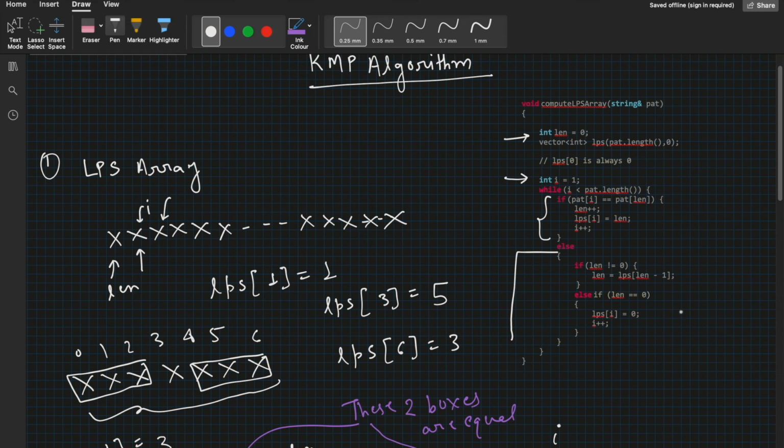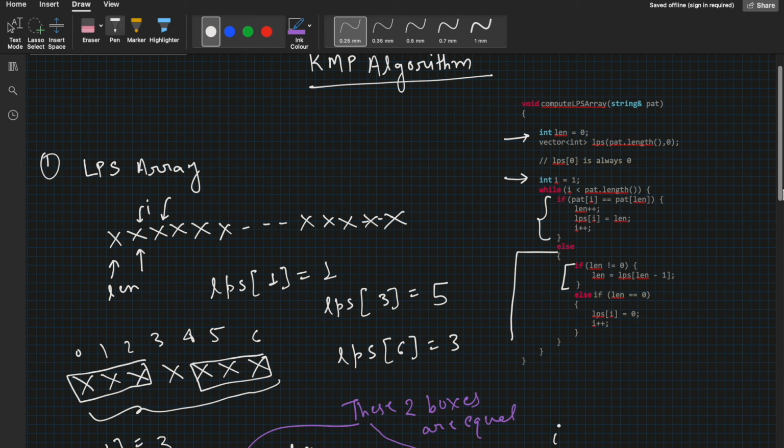If length not equals 0, then this is what we do. But if length equals 0, then we directly put LPS of i equals 0 and move forward in i. One more thing to notice here is we only move i once the value of LPS of i is fixed. If you look at this part, we are not moving i because we are not yet sure about the LPS value of i. That's why we just update length and go back and try to match again. But here, because length is 0, we update LPS of i, and now LPS of i is known, so we can move forward in i.